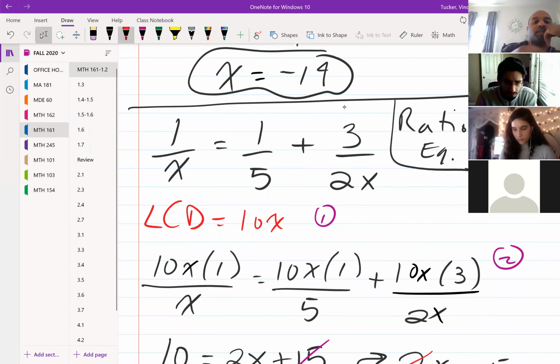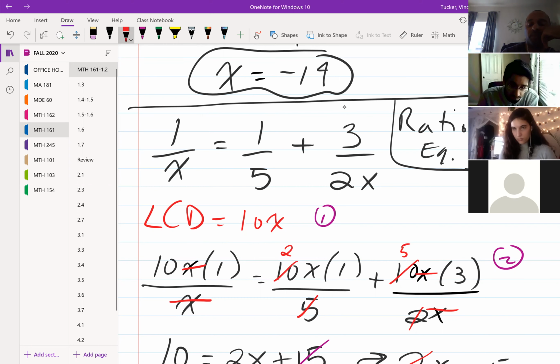So what that does is allow x to cancel in our first expression. 5 divides into 10, leaves you with 2. 2 divides into 10, leaves you with 5. And then the x's cancel.